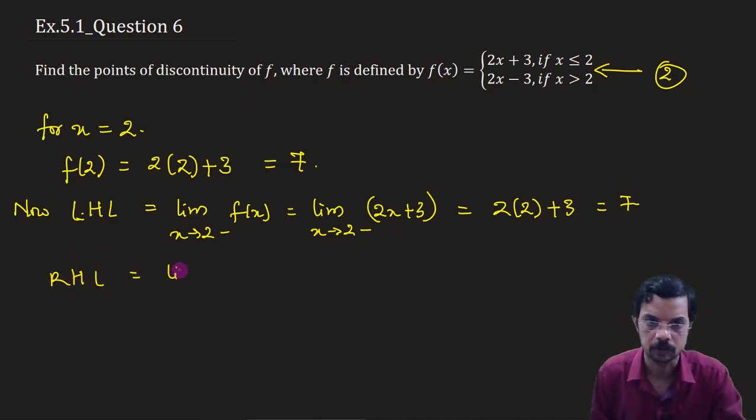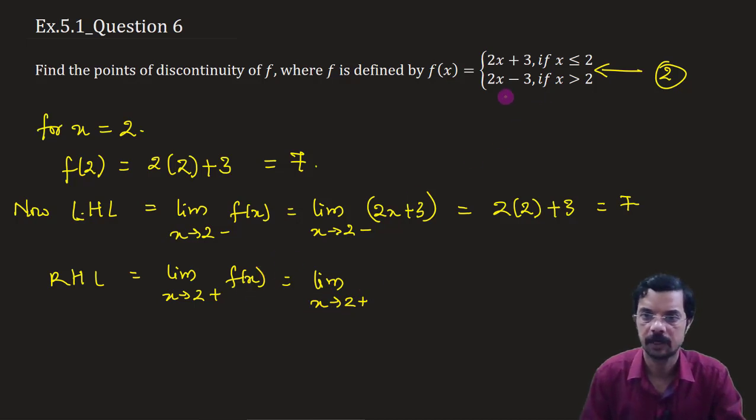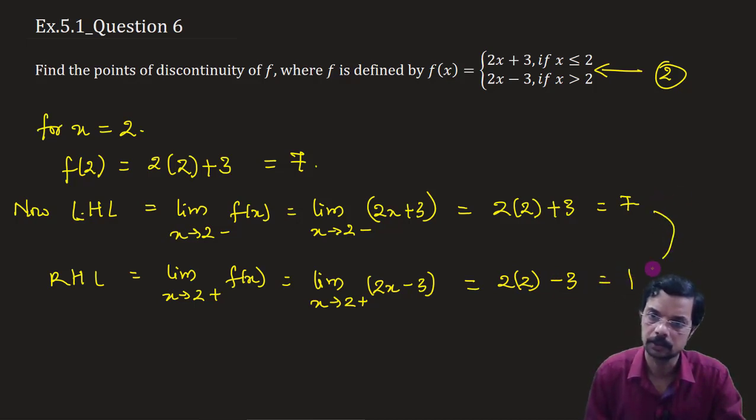Now, let us check the right hand limit. Limit x tends to 2 from the right, f of x. In this case, f of x is defined in a different manner. It is defined as 2x minus 3. So, it is equal to 2 into 2 minus 3, that is 4 minus 3, which is 1.